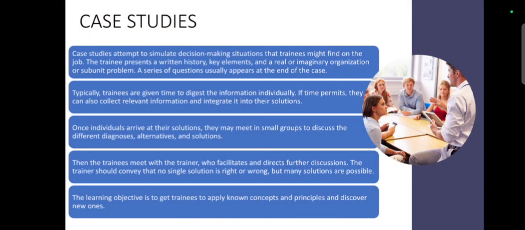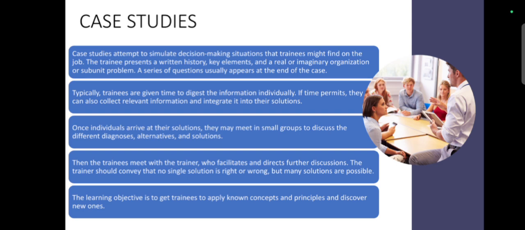Moving ahead to our next type, that is case studies. So case studies is an emerging method of technique being followed by many entities on large scale. So case studies attempt to simulate decision making situations that trainees might find on the job. The trainee presents a written history, key elements, and a real or imaginary organization or subunit problem. A series of questions usually appears at the end of each case.